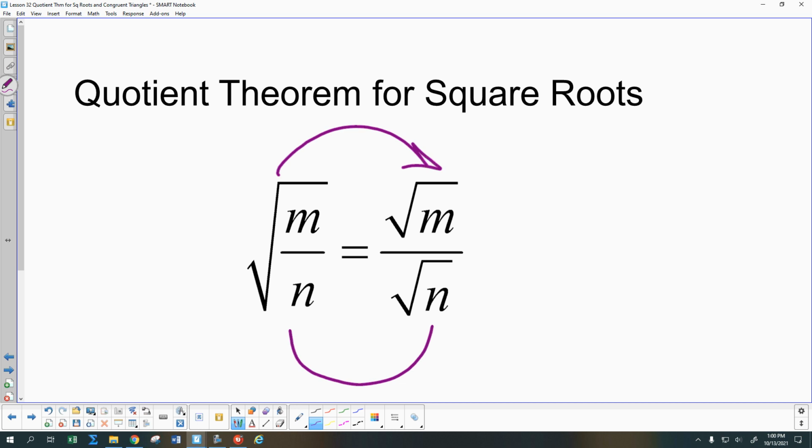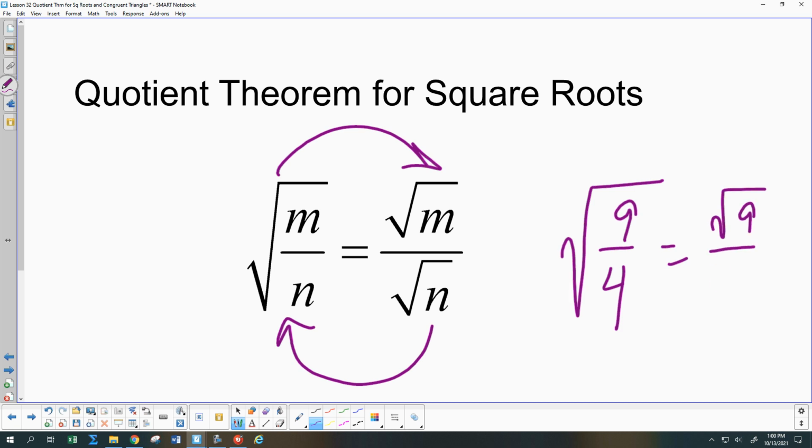If you have one square root over another square root, you could think of that as just the square root of the fraction. For example, the way we're going to be doing today, if I had the square root of 9/4, I could simply think of that as the square root of 9 over the square root of 4, or 3/2, and that makes sense. 3/2 times 3/2 is 9/4.